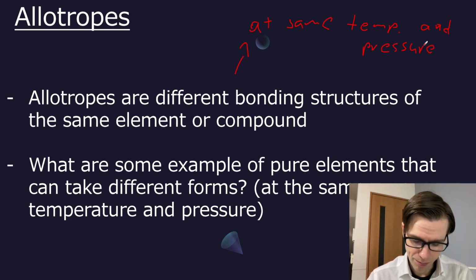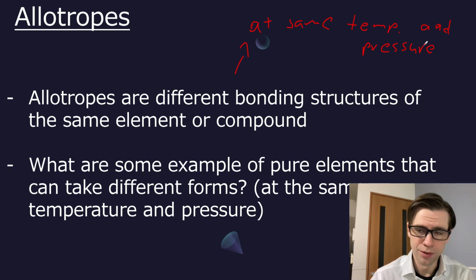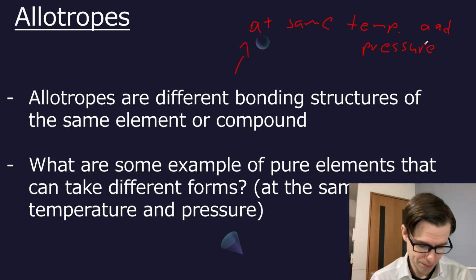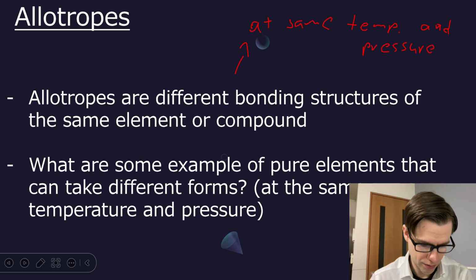So what are some examples of pure elements that can take different forms at the same temperature and pressure? So the one that's commonly used is carbon. You guys probably know that there are many different types of carbon. There's like diamonds, a very strong structure, stable, versus like graphite in your pencils. That's a different bonding structure, different properties. Okay, let's move on.